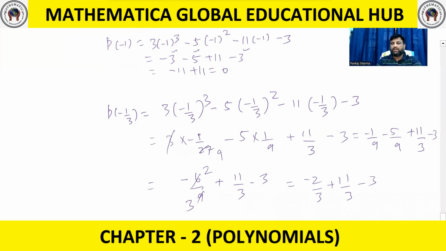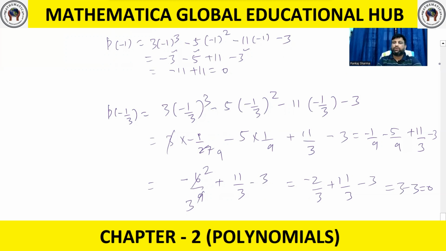plus 9. 9 by 3 is 3. So 3 minus 3 is what? 0. So we can say that actually these minus 1 by 3, minus 1 as well as 3 are the zeros of the given polynomial. Yes, I think the first part of the question is clear.